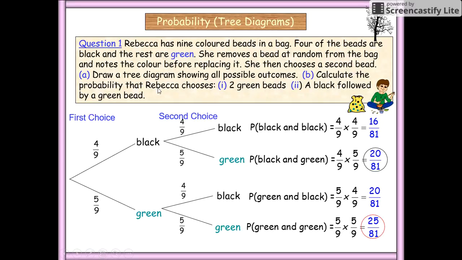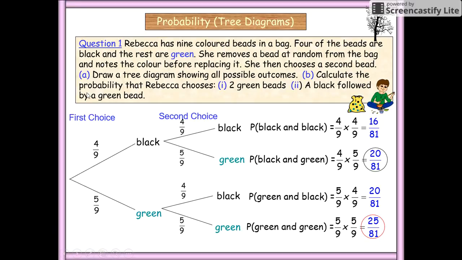B says calculate the probability that Rebecca chooses first 2 green beads. So if she chooses 2 green beads, that's black and black, that's black and green, that's green and black, and that's green and green. So this would be the one here. So in this column here is where I want you to be putting BB, BG. You know how you normally do that. You don't have to write it out with the whole word. You can put an abbreviation. So you would look for GG, and you would know that that was the answer. So your answer then would be 25 over 81.